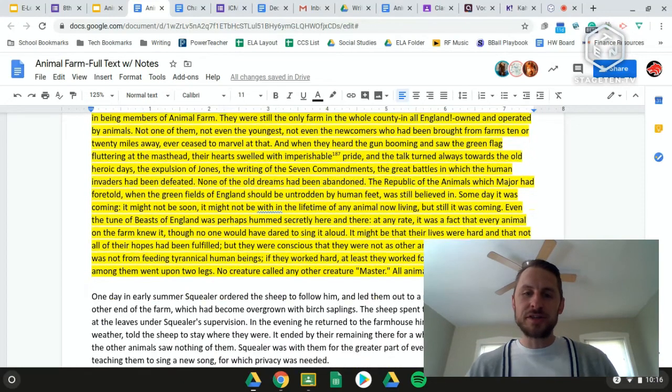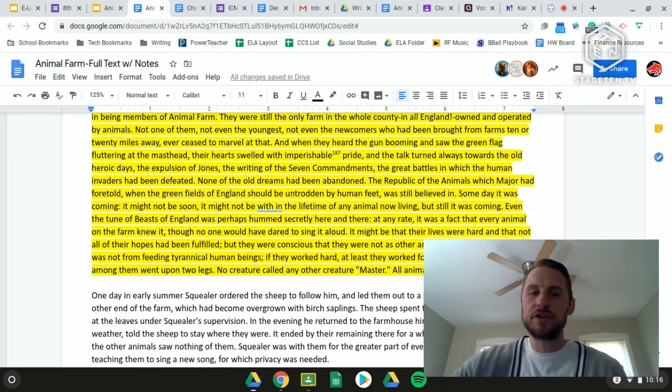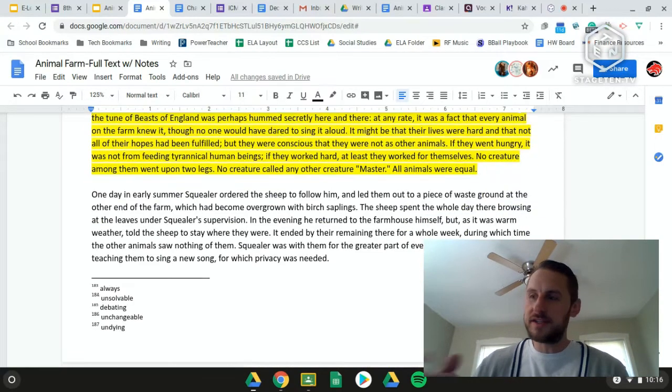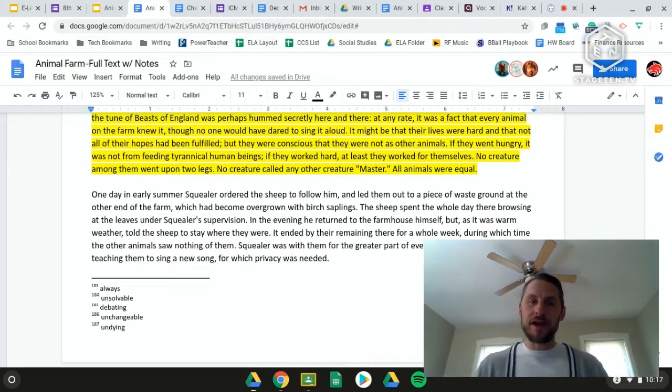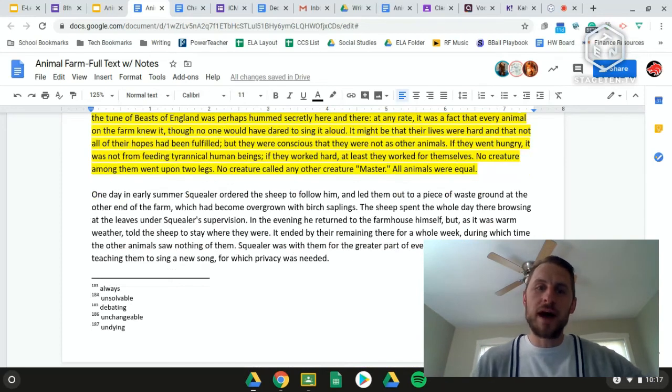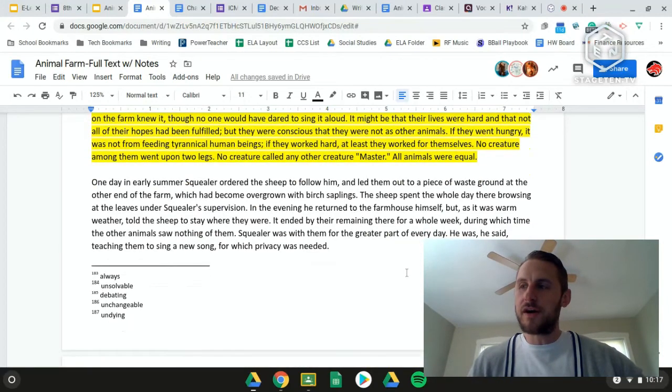And it ends with this very, very sad line that says, "No creature called any other creature master, all animals were equal." It's very sad because that's what these animals are thinking. And here I'll scroll down just so you all can see it. I can see my head's blocking it. But this idea that all animals are equal, obviously we know is not true, but it's sad to see that the animals have been brainwashed to feel this way. That they're taking this great pride in living in this republic and doing so well, and yet all animals are not equal. And so we as readers can understand something that the animals on the farm cannot.